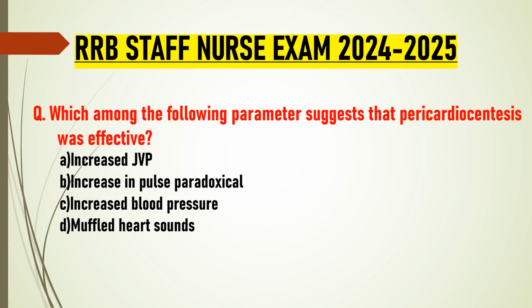Which among the following parameters suggests that pericardiocentesis was effective? Options are: option A, increased JVP; option B, increase in pulsus paradoxus; option C, increased blood pressure; option D, muffled heart sounds. So the answer is option C, increased blood pressure.